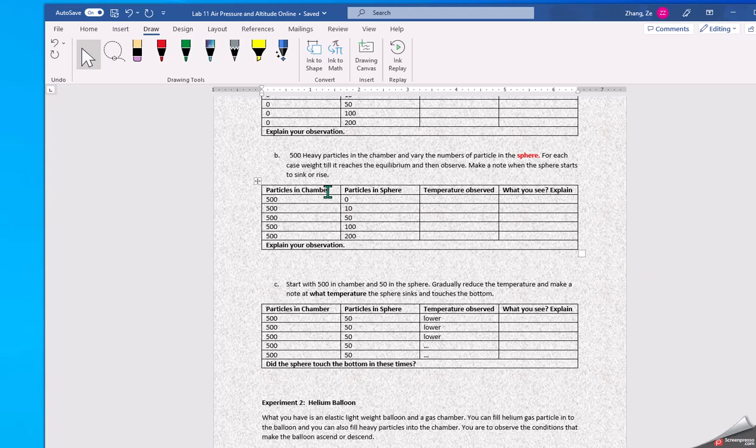And then part B is different. You have molecules outside to simulate the air, and inside we have different things in the sphere. And you fix the temperature and see what happens. You try to adjust this so that the balloon will float up, will ascend, or goes down to the ground, and we'll see what's happening at different temperatures. And just explain what you see. Just say one word. And this is really a lab.